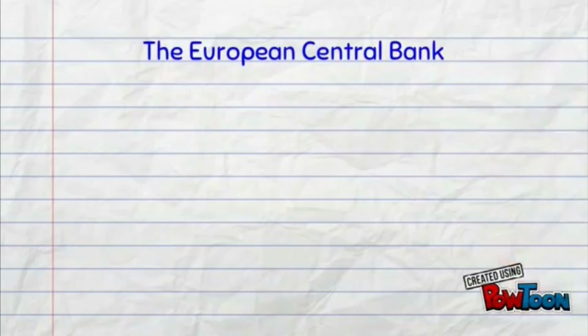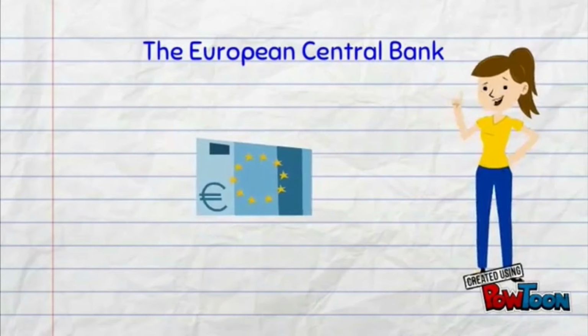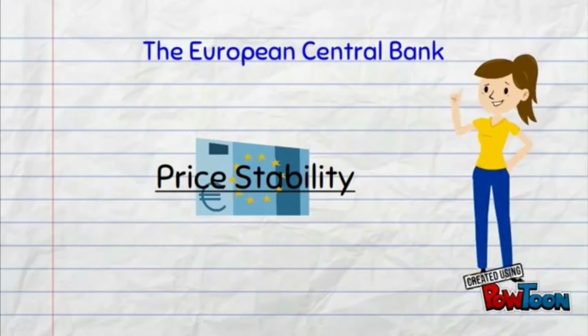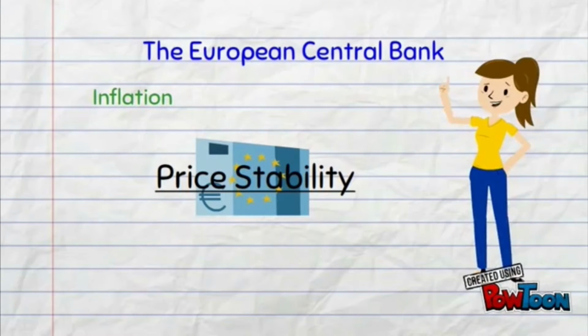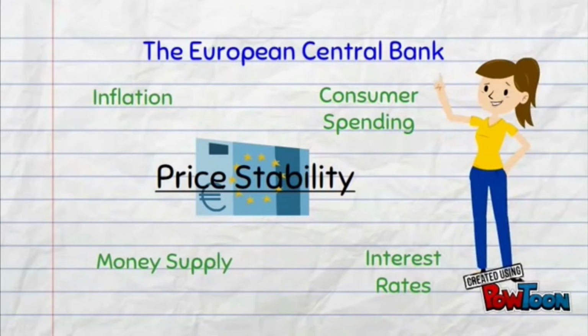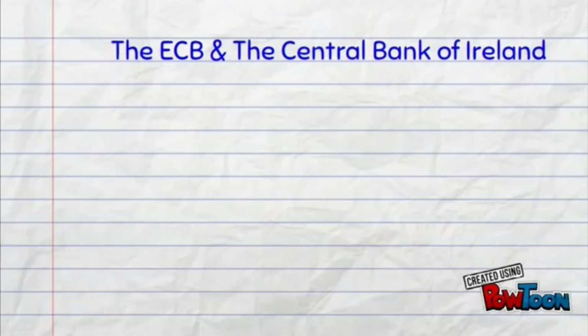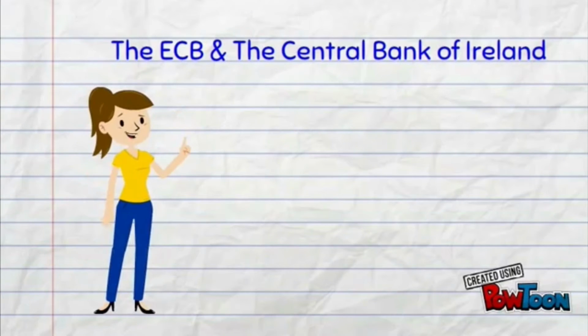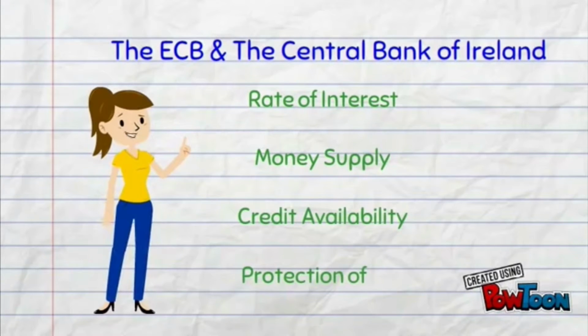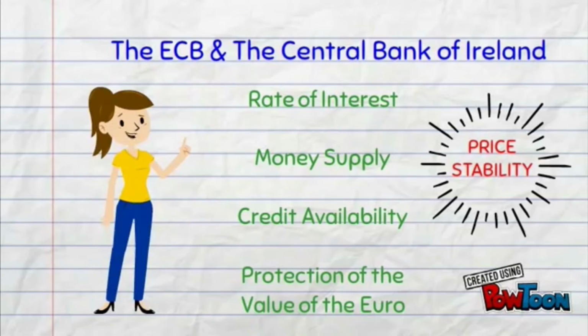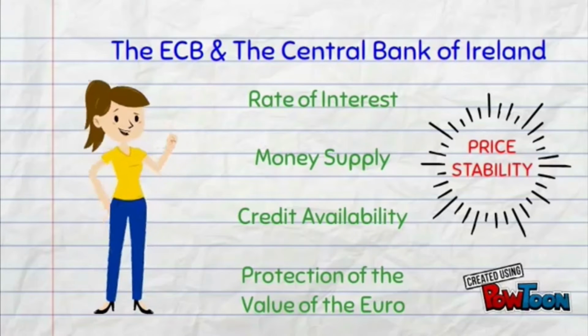The main aim of the European Central Bank, or the ECB, is to maintain price stability within the Eurozone. This is done by monitoring inflation and adjusting interest rates, so as to influence consumer spending and in turn the circulation of money in an economy. The ECB has full control over Ireland's monetary policy. It monitors and influences our rate of interest, money supply, credit availability and the protection of the value of the euro. The Central Bank of Ireland works with the ECB in maintaining price stability in Ireland by implementing ECB decisions on monetary policies.